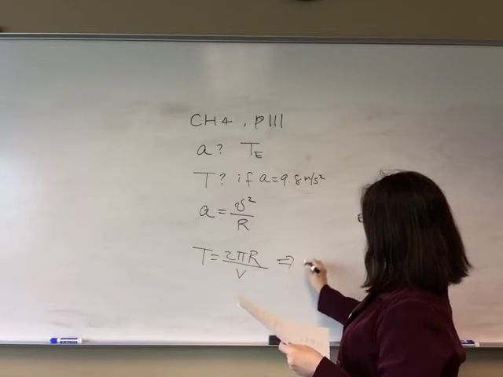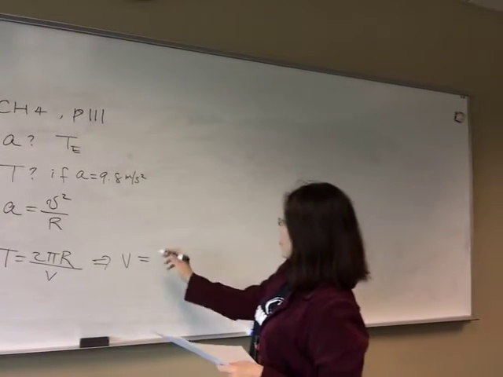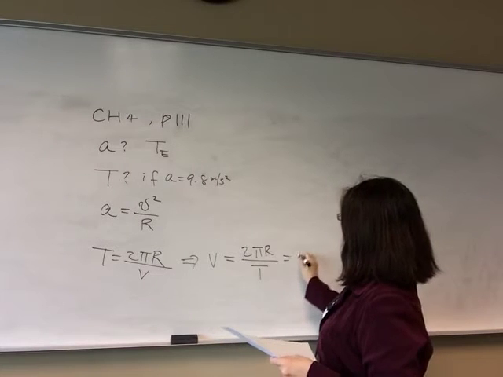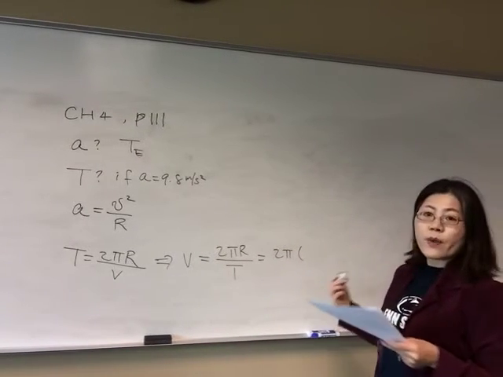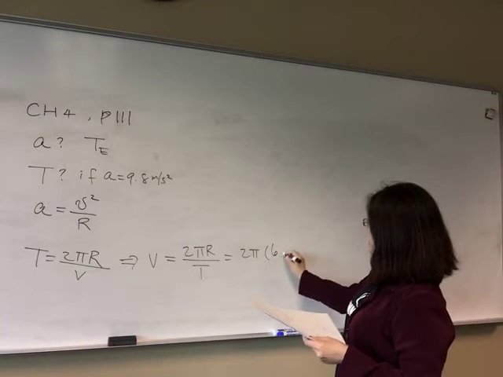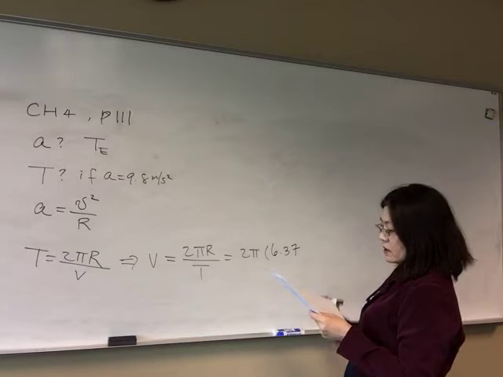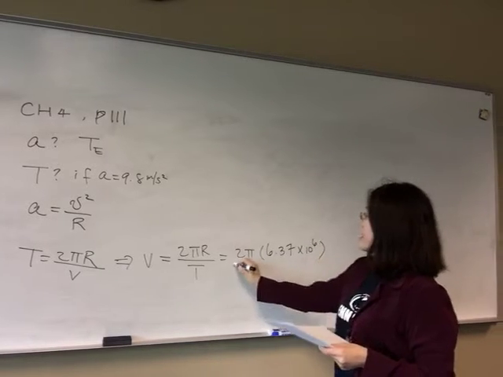So from this we know that the velocity for an object at the equator would be 2 pi r over T. And you have your 2 pi, and what is the radius of the Earth? The radius of the Earth from the back of the book is 6.37 times 10 to the 6 meters. So that's your 2 pi r, and then the period.